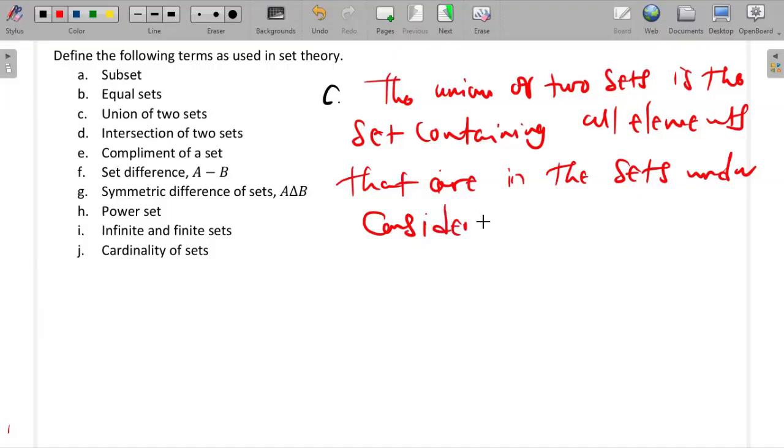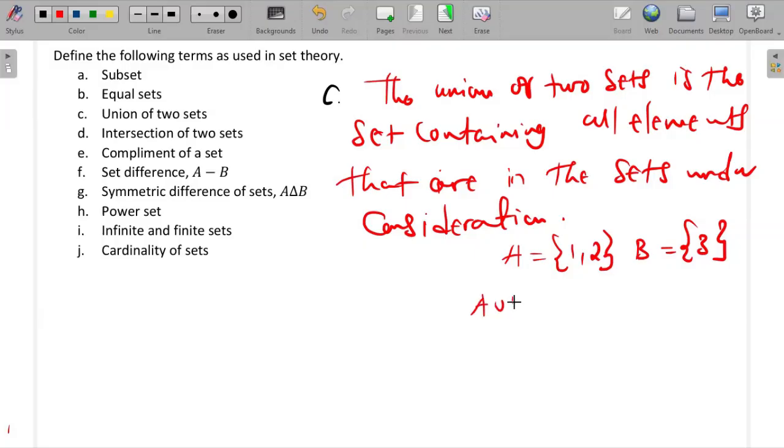I'm sure we've had the union since grade 7, so there's nothing much to explain there. If, for example, A has 1 and 2, and B has 3, the set A union B will just be a combination of all of these, making sure that those that repeat are not written twice. So that is the union. And then the intersection of the sets will be more like the same.